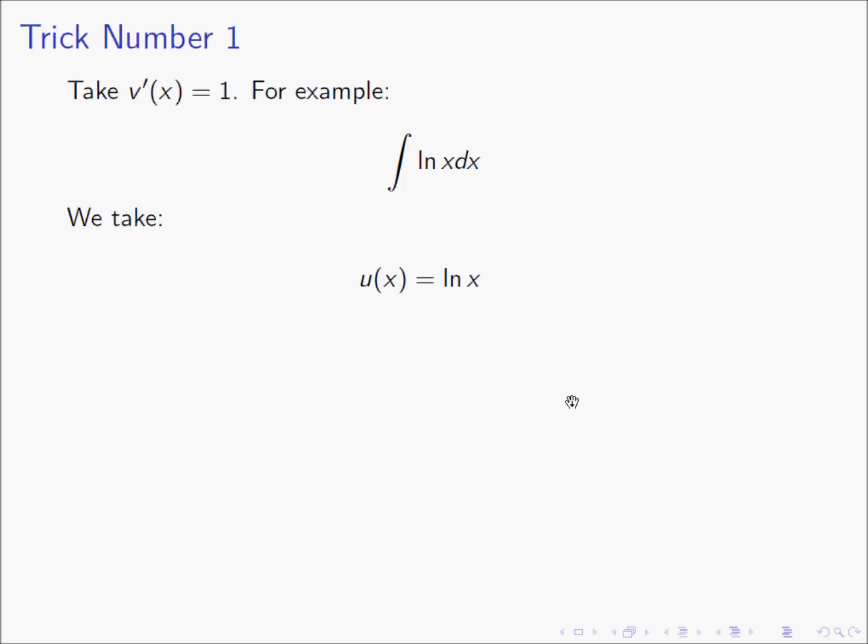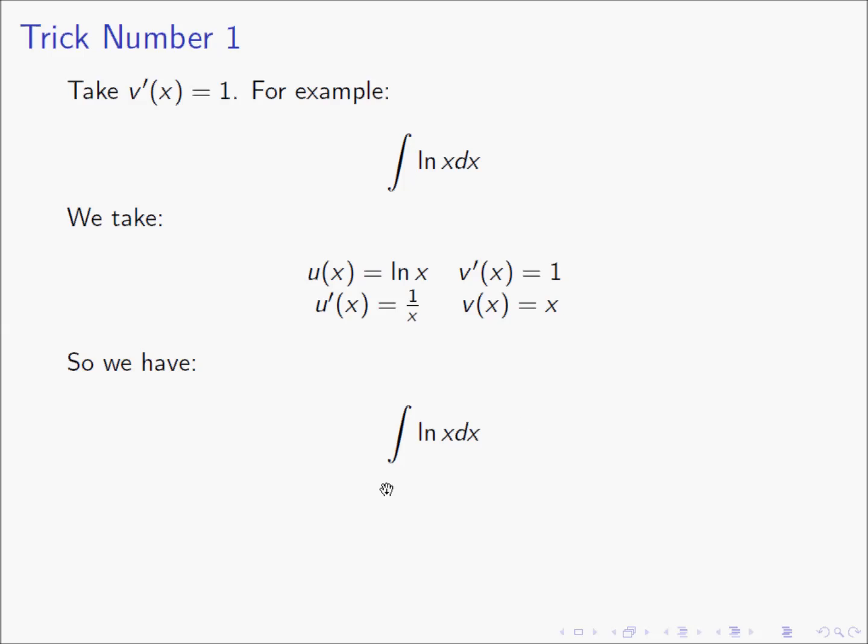The trick is that we can take u of x equals natural log of x, v prime of x equals 1. So if u of x equals the natural log, u prime of x equals 1 over x. And if v prime of x equals 1, v of x will be x. So we can write this integral as the integral of this product. We simply multiply the natural log by 1. So here natural log will be u of x, the number 1 will be v prime of x.